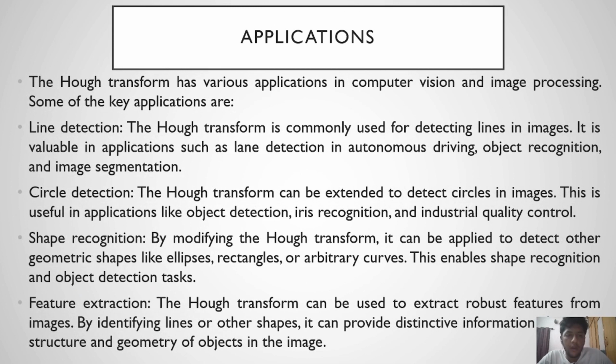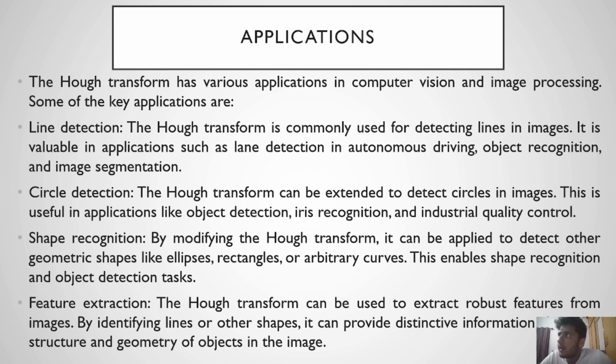Applications of Hough transform. There are various applications in computer vision and image processing. Some of the key ones are line detection. Hough transform is commonly used for detecting lines in images. That is used in valuable applications such as lane detection in autonomous driving, object recognition and image segmentation. Coming to circle detection, the Hough transform can be extended to detect circles in images.